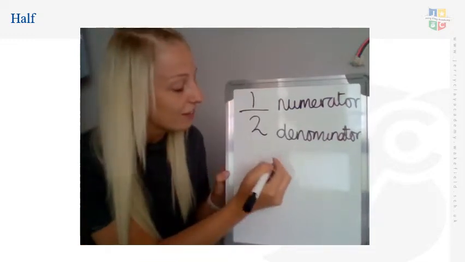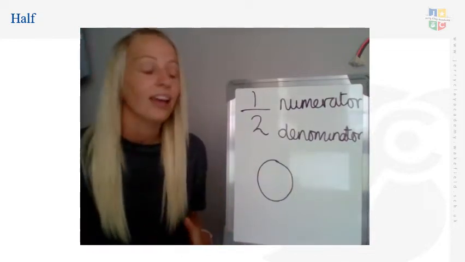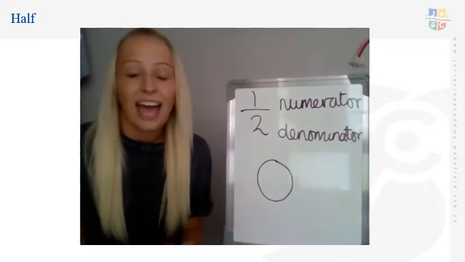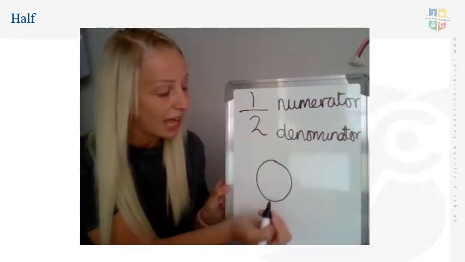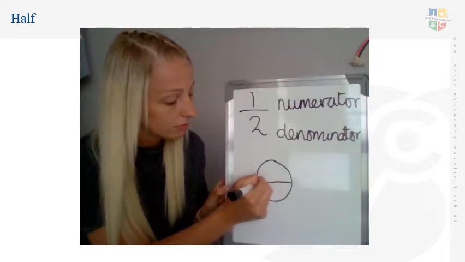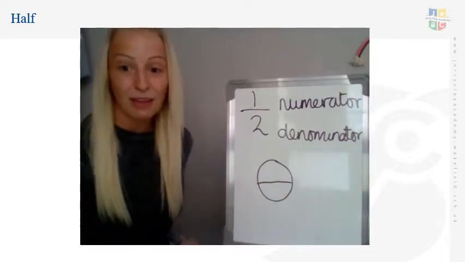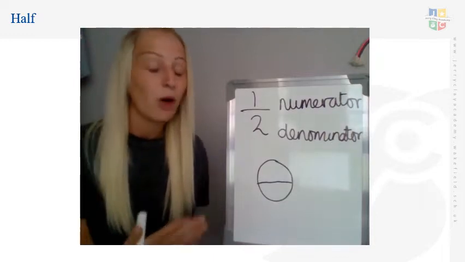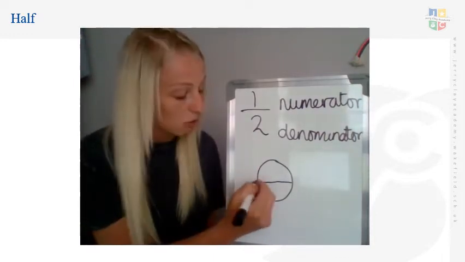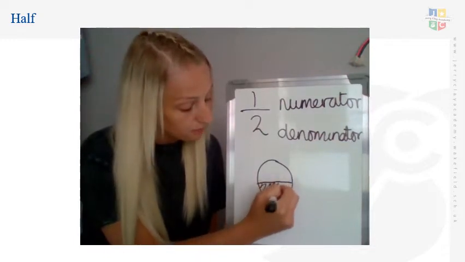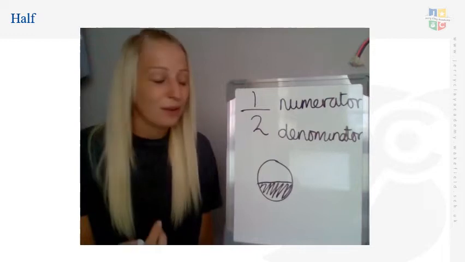However, if I have an object, so this could be a pizza or a cake, a biscuit, and I wanted to put it in half, I would need 2 equal parts. So I could split it however I want, split it that way, as long as there are 2 parts and they are both equal. Now if I'm looking at 1/2, I'm only going to focus on one of the 2 pieces, which could be any. I'm going to shade this one. So that would represent 1/2.